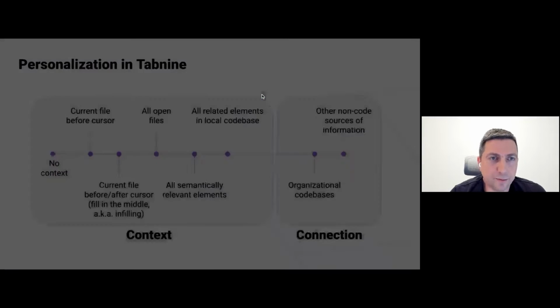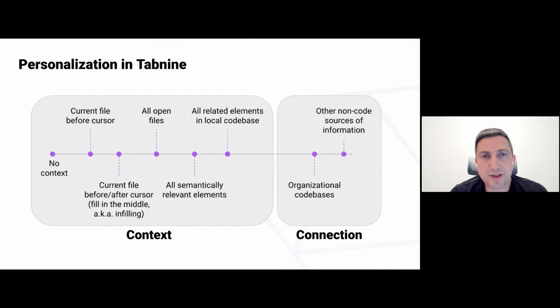All right, moving on. In terms of personalization, you can think of AI assistants as contextualizing on different sources of information. It can go all the way from no context at all, to contextualizing on the current file, to all open files, all semantically relevant files, or all related files or elements in the code base. That's how we think about context in Tabnine. But it can also go all the way to what we call connection, which is connecting to organizational code bases or other non-code sources of information and using that to guide the AI.